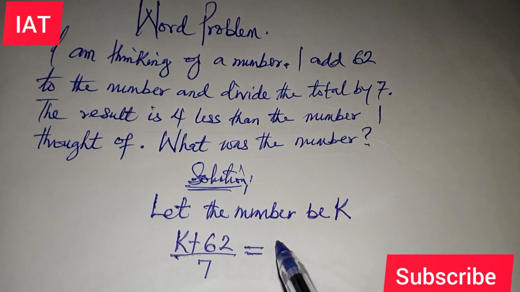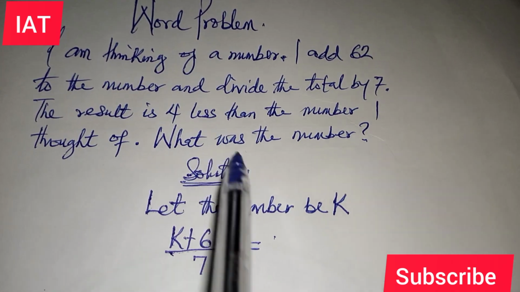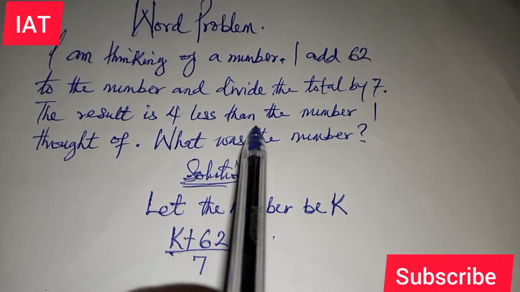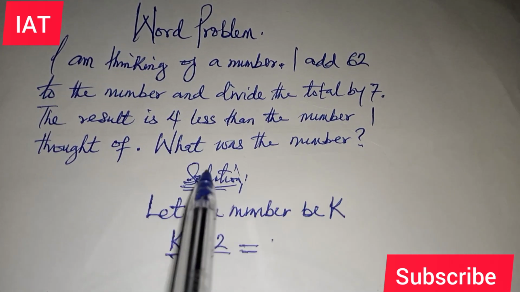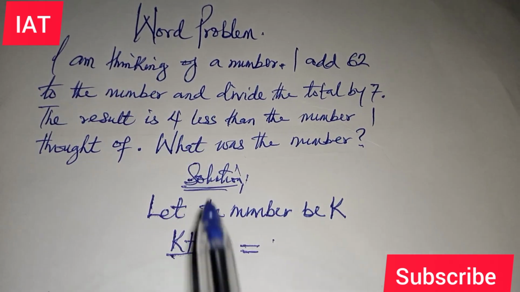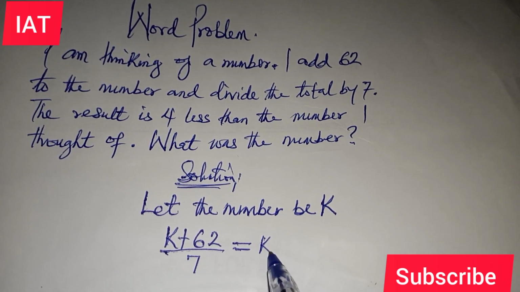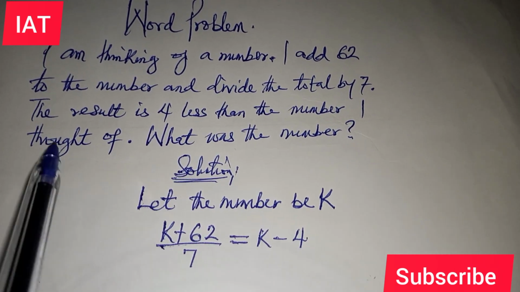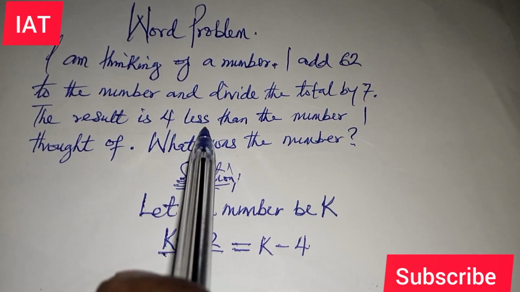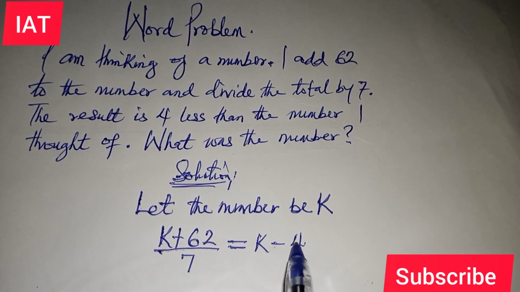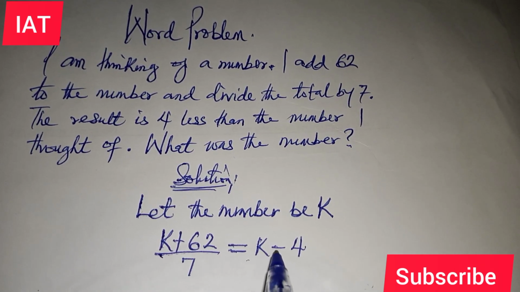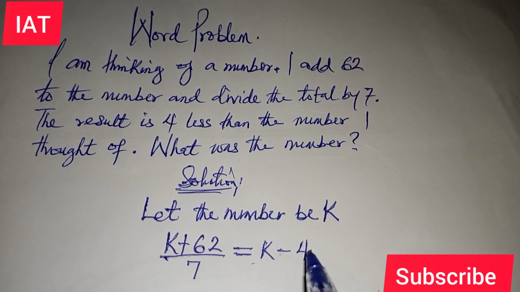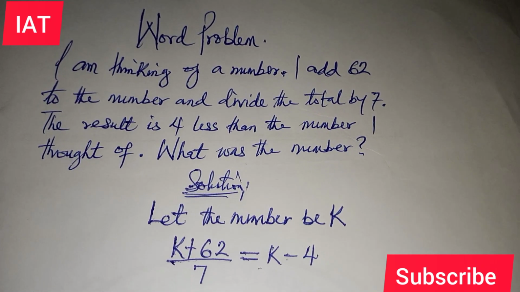The result, anytime you hear of result, it means equal sign. The result is 4 less than the number. 4 is only less than the number, not the number less than 4. Take note of that. So 4 less than the number means K minus 4, not 4 minus K. The minus is talking about 4 being less than that number. If you write 4 minus K, that is a different thing. 4 minus K is not the same thing as K minus 4. Take note of it.